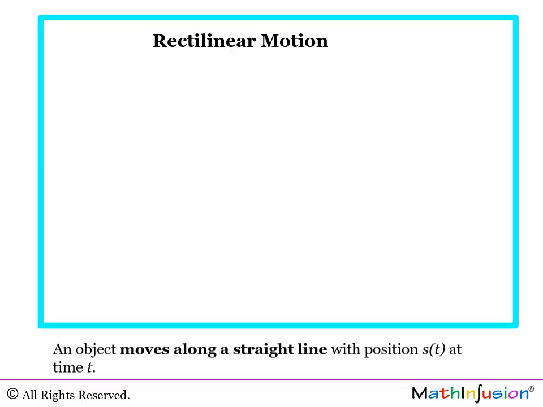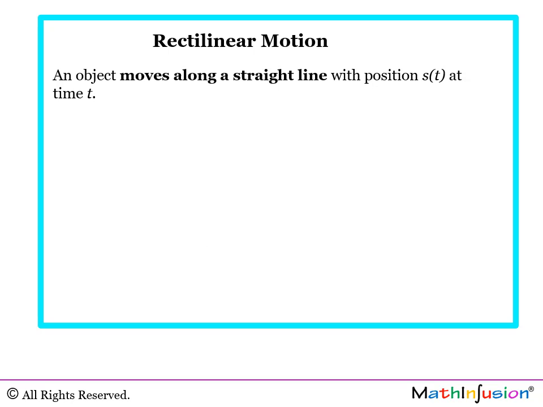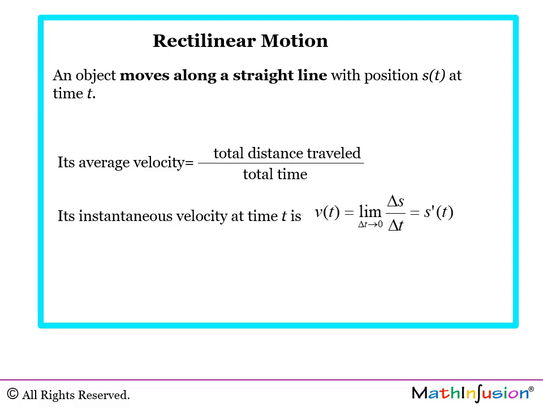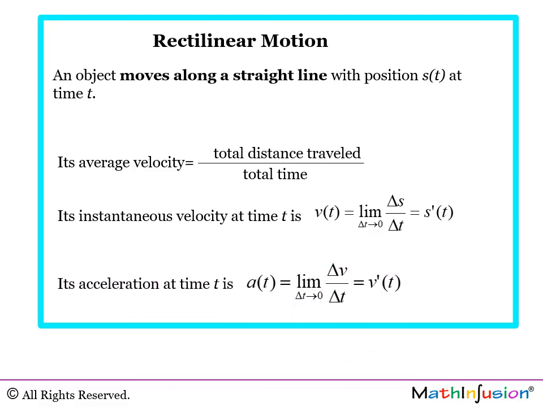Rectilinear motion. This is a motion of an object that moves along a straight line with position given by the function s of t. The average velocity is the total displacement over the total time. The instantaneous velocity at time t is the derivative of s of t, which we denote by v of t, and the acceleration is given by the derivative of the velocity at time t.